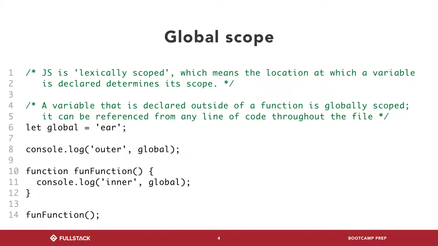On line 8, we're going to console log out outer plus year, right? What's inside this fun function? What's this going to console log out? Inner year.